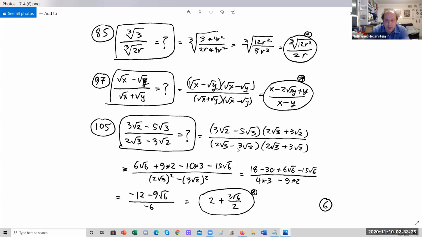And here we have difference times sum, which is the difference of squares. 2 root 3 squared is 4 times 3. 3 root 2 squared is 9 times 2. All right, and meanwhile above we have a 6 root 6, 9 times 2 is 18, 10 times 3 is 30, minus 15 root 6. So, in the upshot, minus 12, minus 9 root 6 over negative 6. And after some 3's and negatives cancel, we're left with 2 plus 3 root 6 divided by 2.